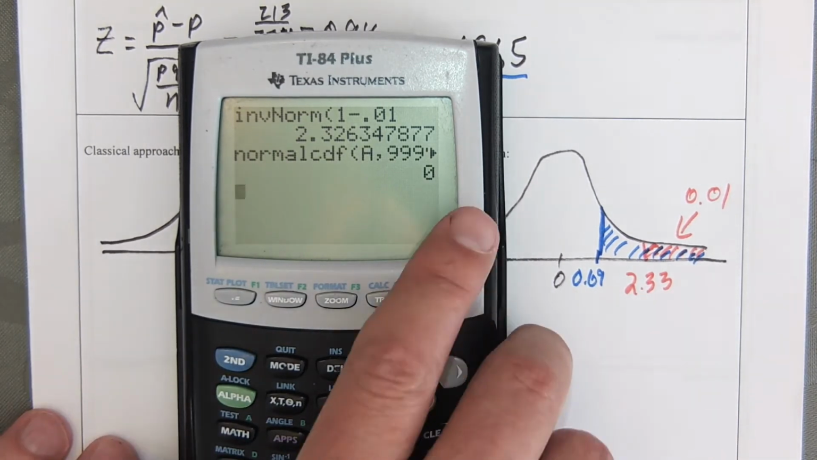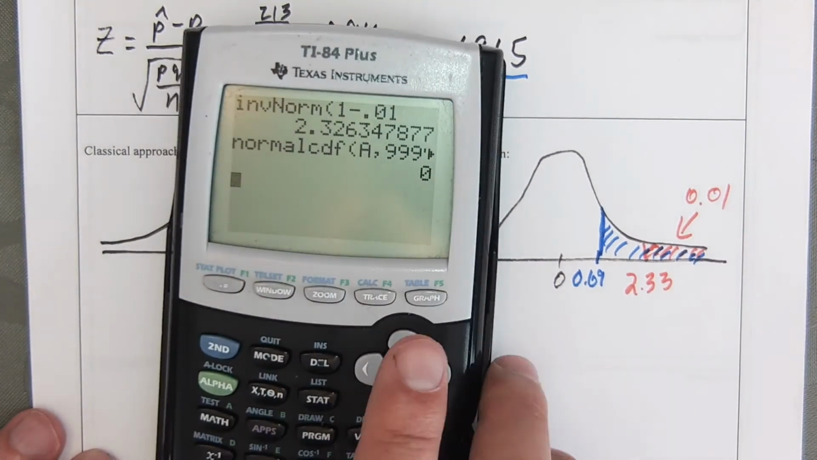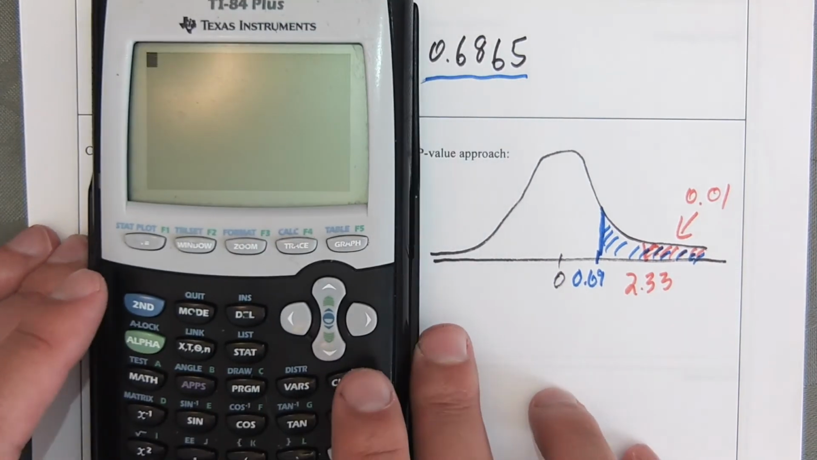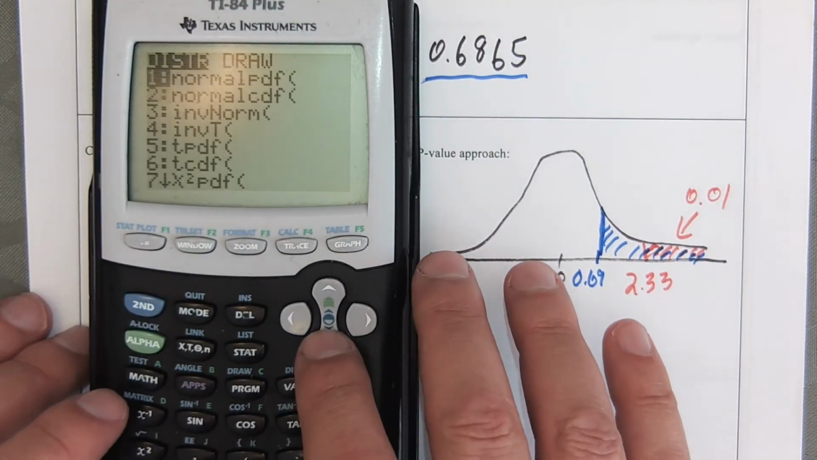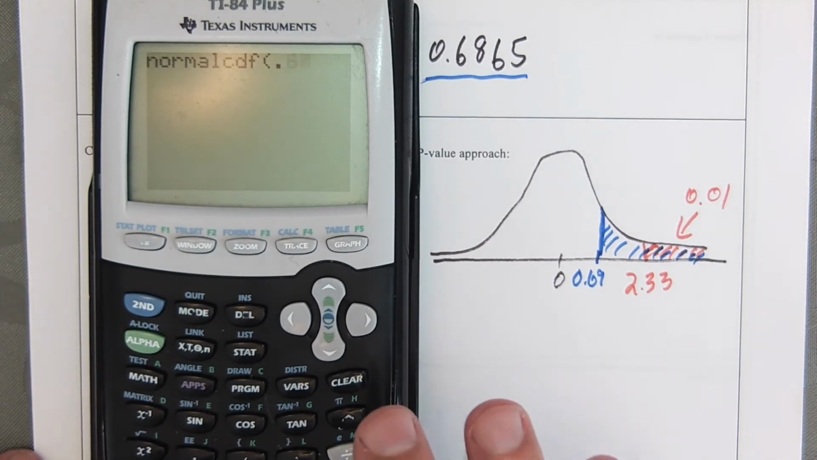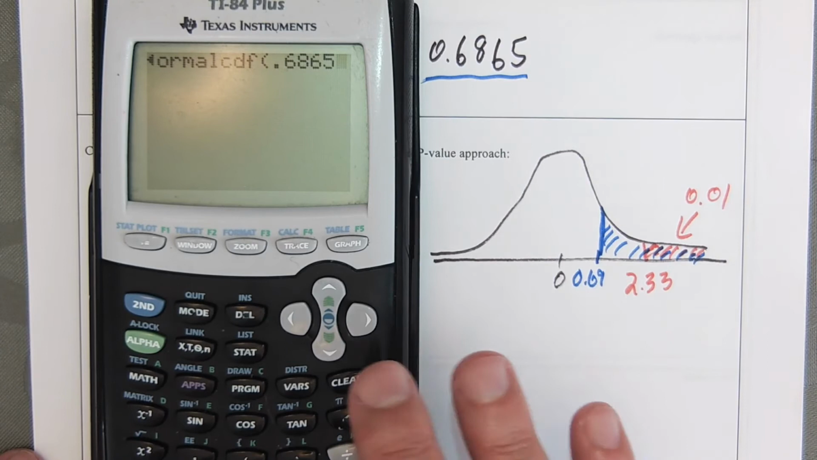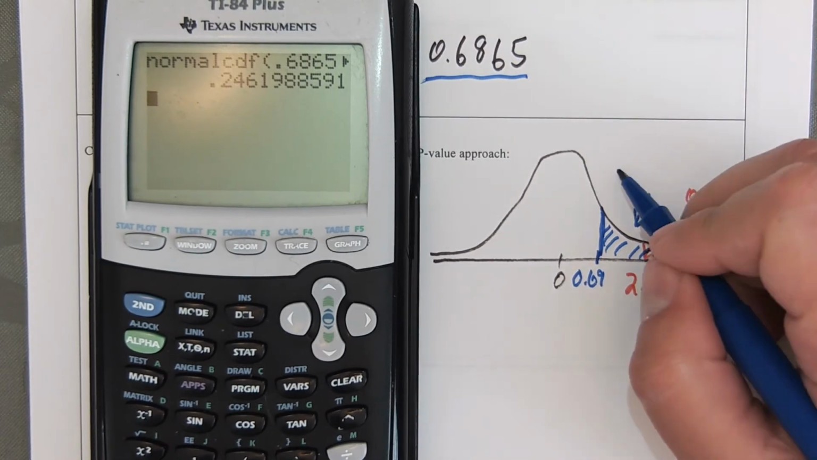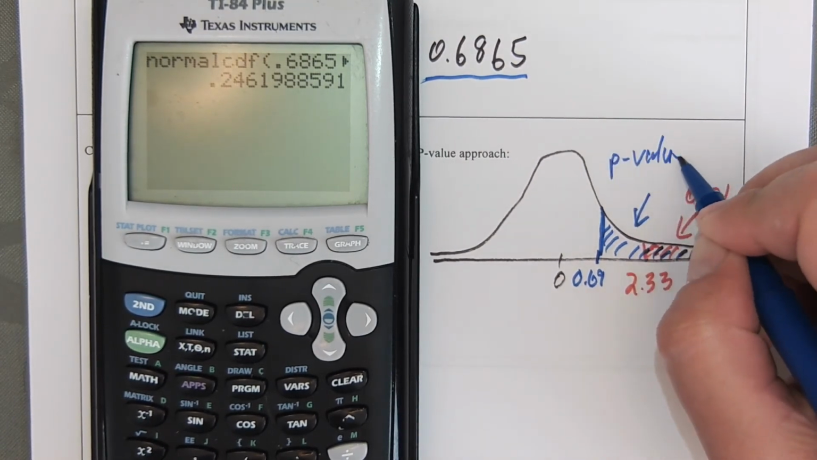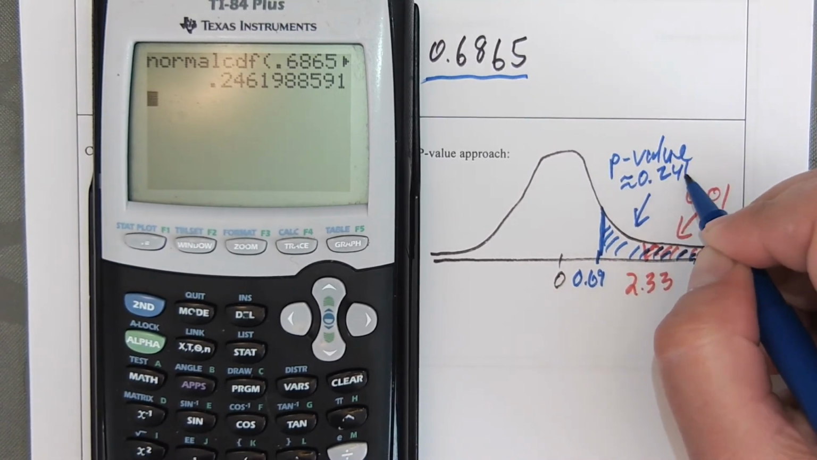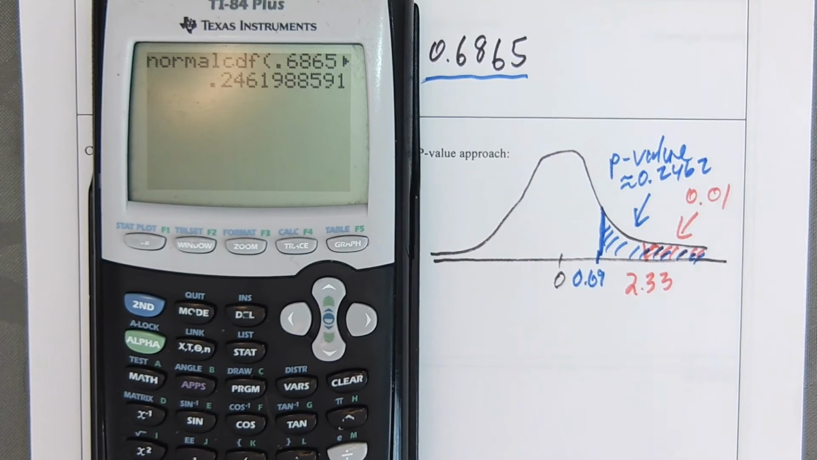So the A represents the 0.69, comma, 99999. And I did something wrong. Let's try this again. So I'll actually type the number in this time. Normal CDF, 0.6865, comma, 99999. There we go. So that means all of this area, this is the p-value, .2462.